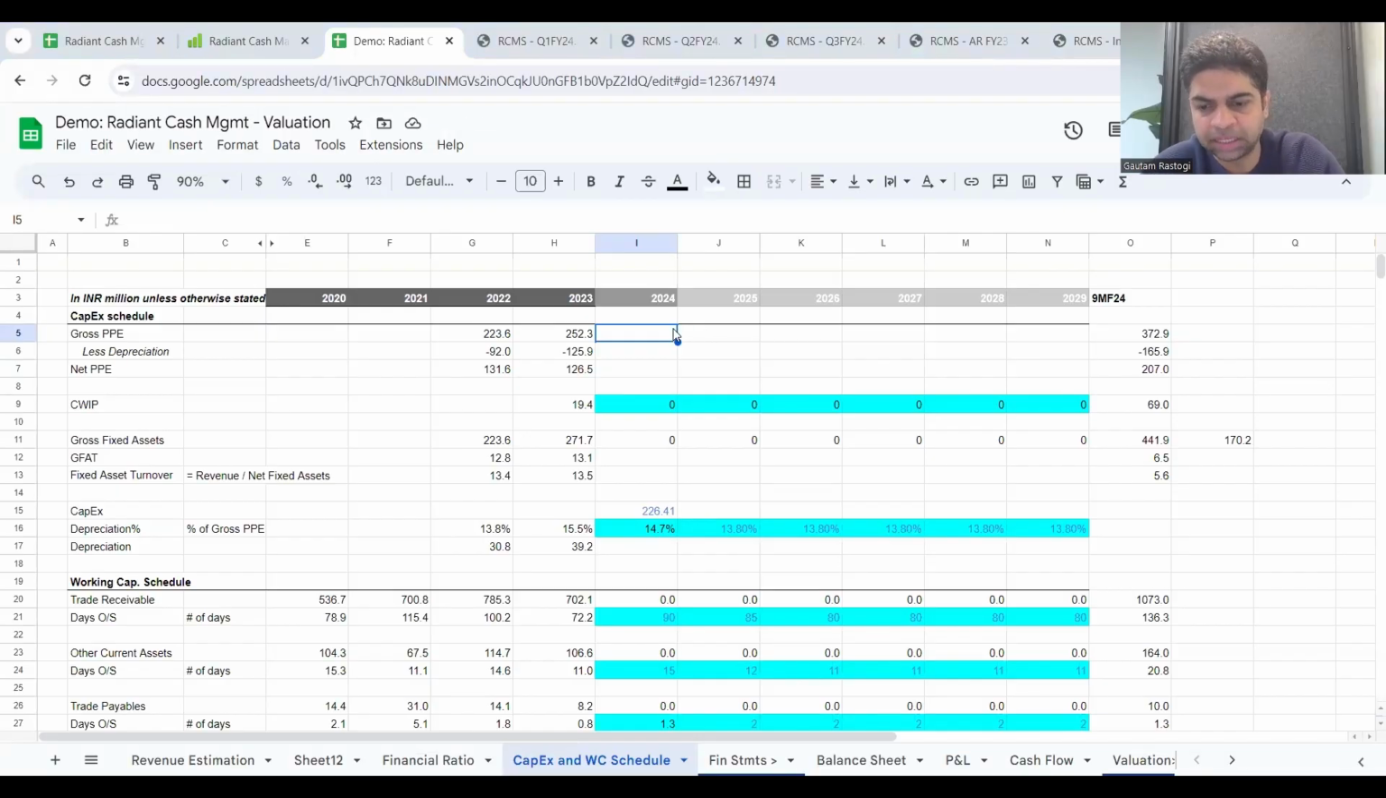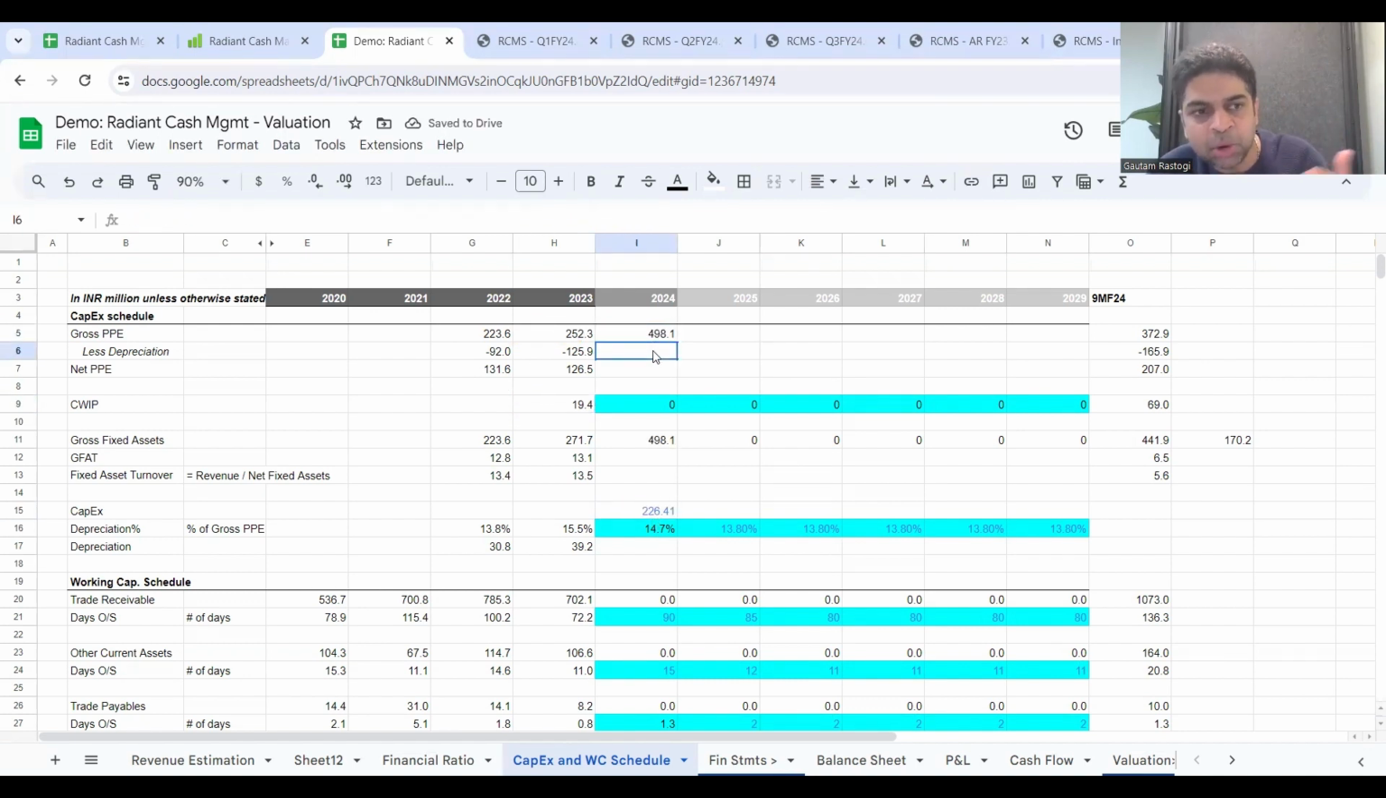So to estimate gross PPE, I take the purana gross PPE, and on that I add the CWIP, the capital work in progress last year, which would get added to the gross PPE this year. So वो add कर दिया मैंने. And then I also add the capex that they are saying they'll do this year. Okay. So I add all of that, I get this gross PPE.